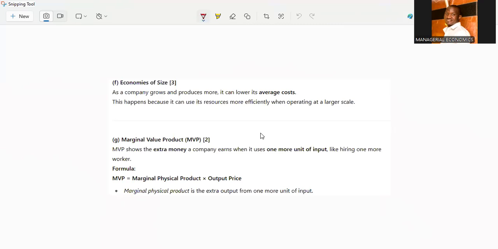Then we also have what is called the marginal value product. It shows the extra money that a company earns when it uses one more unit of input, like hiring one more worker. That is called the marginal value product. It is found by multiplying the marginal physical product times the price of the output. So that is how we calculate that. Okay, so that is on a light note. These definitions you may read on your own.